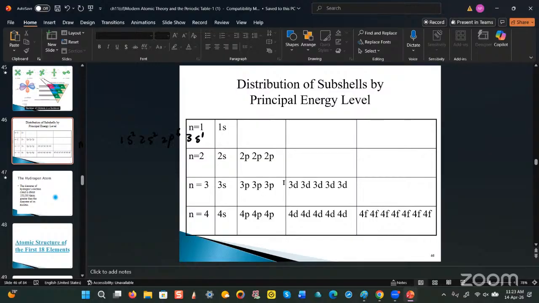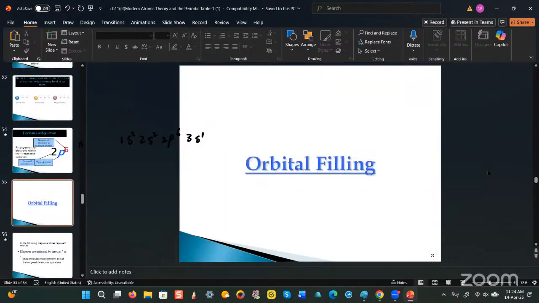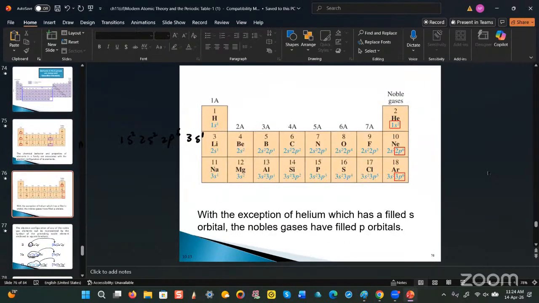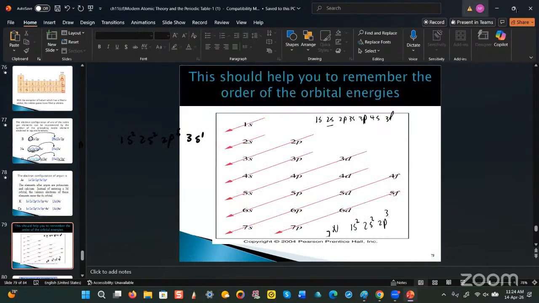And then when you get to the 3d sublevel, the maximum capacity will be 10. And when you get to the 4f sublevel, the maximum capacity is 14. So it's 2 for 4s, 6 for 4p, 10 for 4d, and 14 for 4f. Basically 2 times the number of orbitals. Exactly. Okay, so let me find back that chart. Okay, so that's the chart we're going to use.